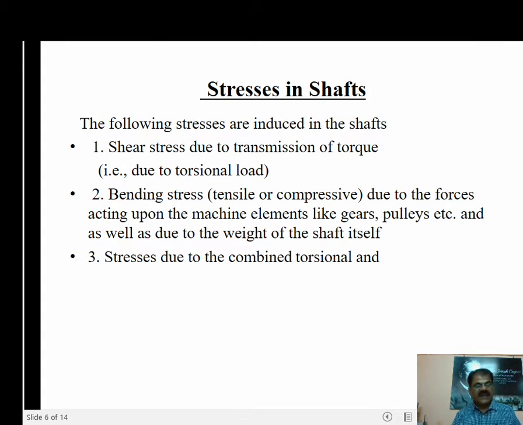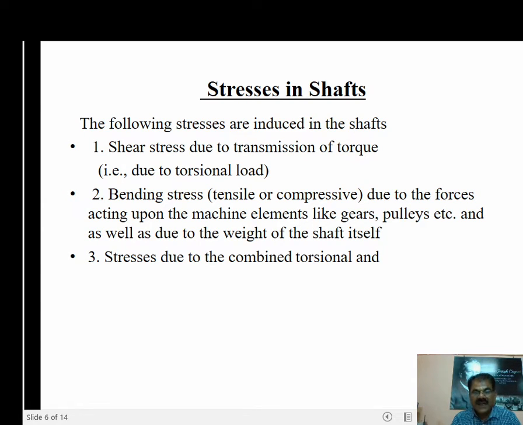Then the stresses in the shaft. What stresses are induced in the shaft? Number 1 is shear stress, shear stress due to transmission of torque. This is due to the torsional load. Because of the torsional load, shear stress acts on the shaft.